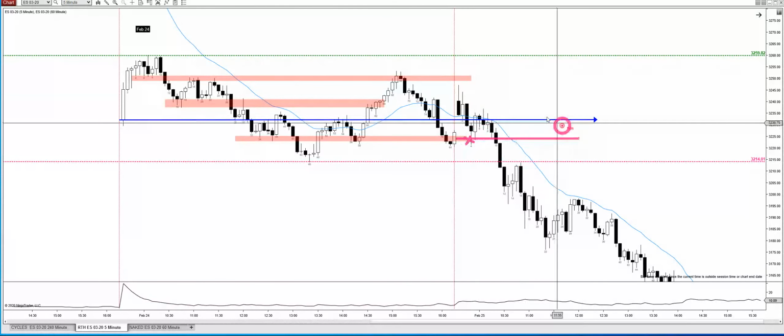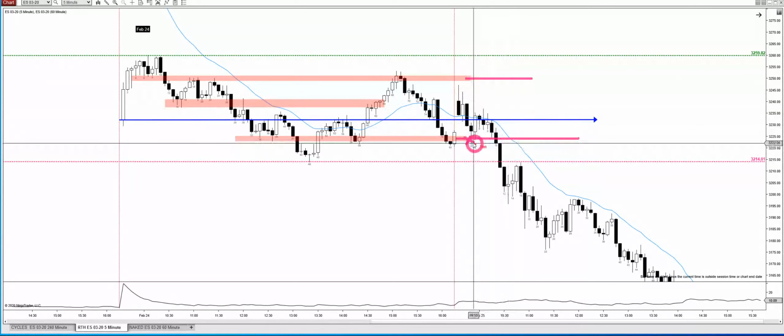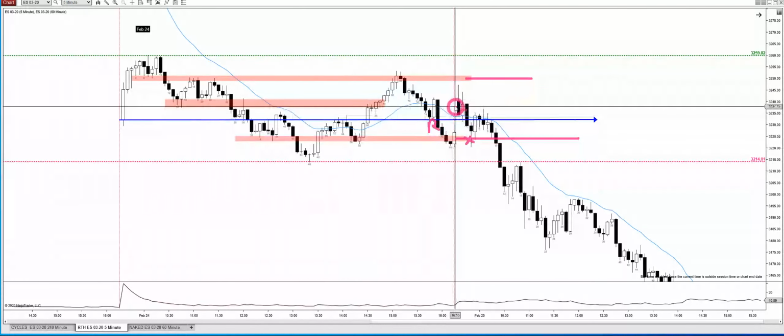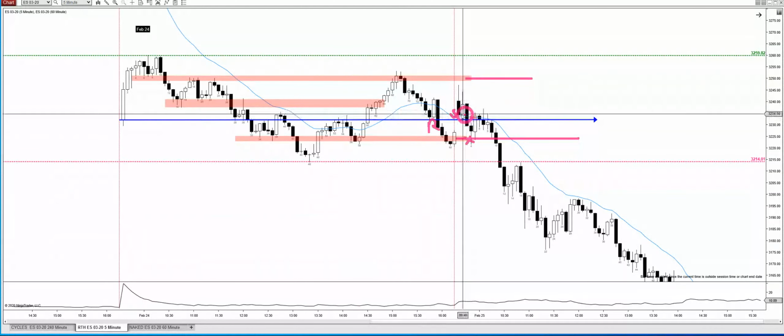So here's your range. Up until bar number 10, we were inside this range, but look what happened. This is now resistance. This is now support. Support held with bar number 2, broke with bar number 3, and becomes resistance.